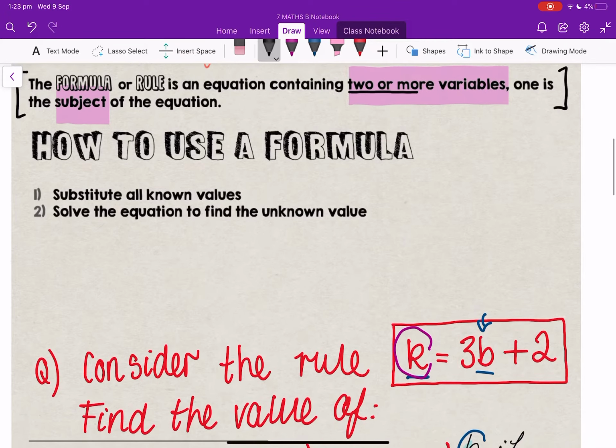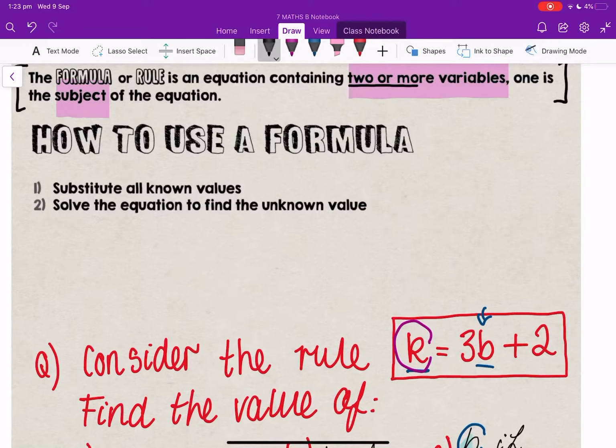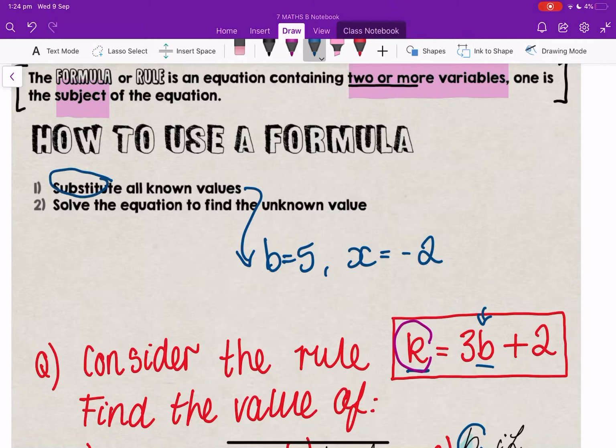Now, in order to use formulas, I've got two steps for you to follow. The first step is to substitute all your known values. So in a question, you might have something like b equals 5 or x equals -2. Whenever you see those pronumerals in your equation, you're just going to swap them. That's called substitution, and you've done that a fair bit. The second step is to just solve the equation. So you won't have letters, you'll have numbers, and you're just going to solve your equation to work out the unknown value, and we're going to practice doing that now.